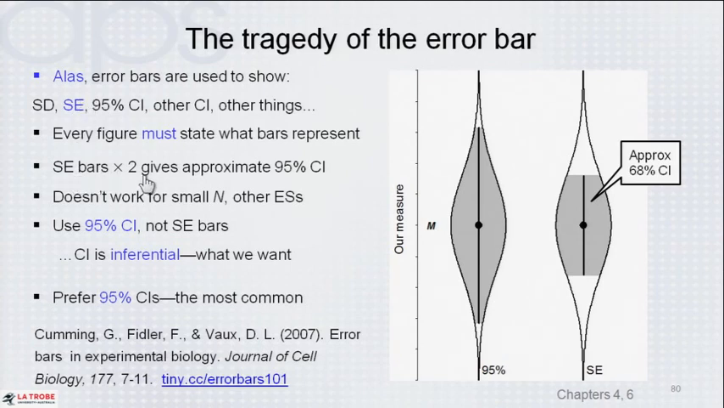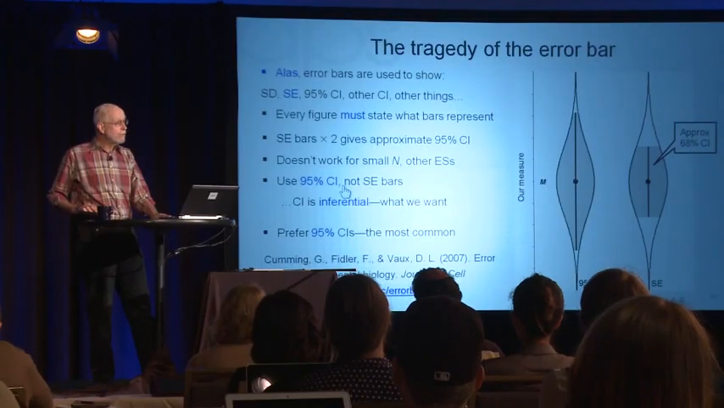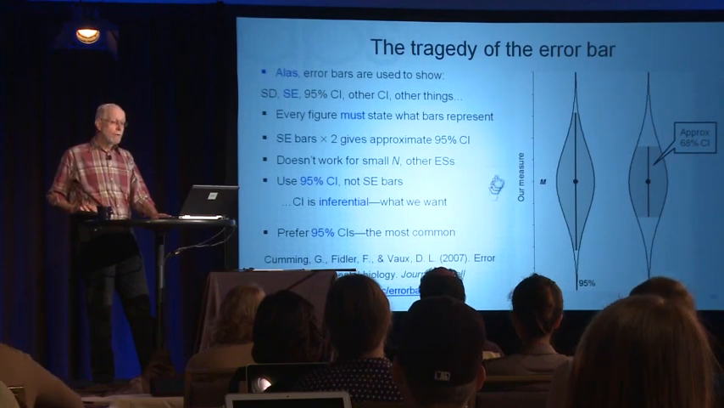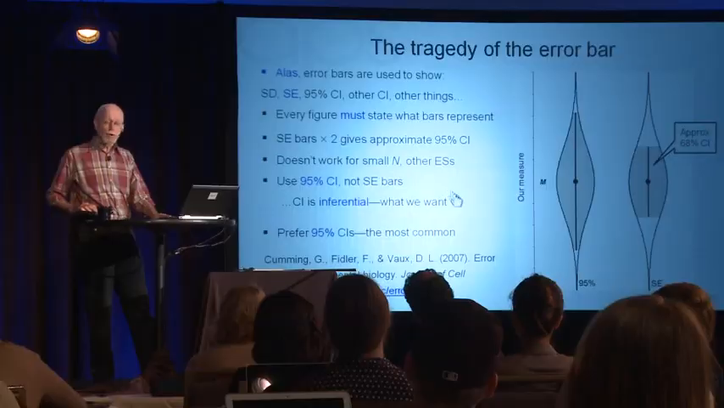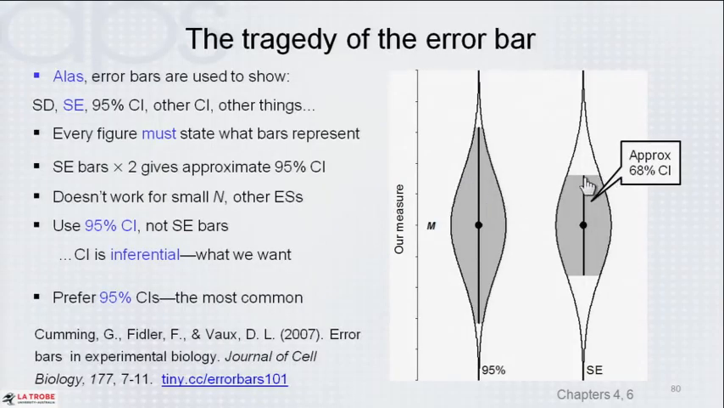And this doubling rule doesn't work for very small samples, and it doesn't work in lots of cases where we can calculate confidence intervals and standard errors are irrelevant, like the confidence interval on a correlation, for example. So my strong recommendation is represent confidence intervals as error bars with this graphic, avoid using standard error bars, and if ever you see standard error bars, be quite deliberate and immediate about doubling them to find the 95% interval.